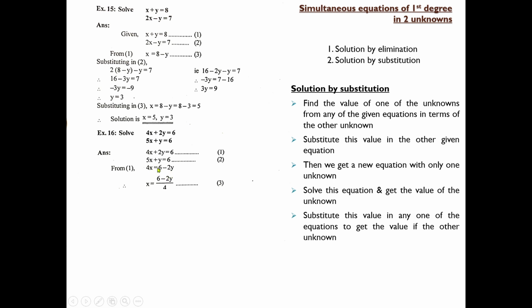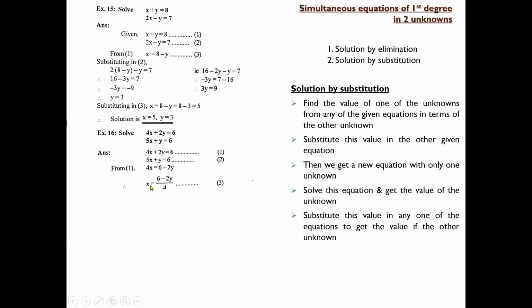We can't take this directly into the second equation because here it is 4x. We need only the variable side. So how can we remove this 4x? That means 4x equal to 6 minus 2y. So we can shift the value 4 to the right hand side of the equal sign. So it will be 6 minus 2y by 4.